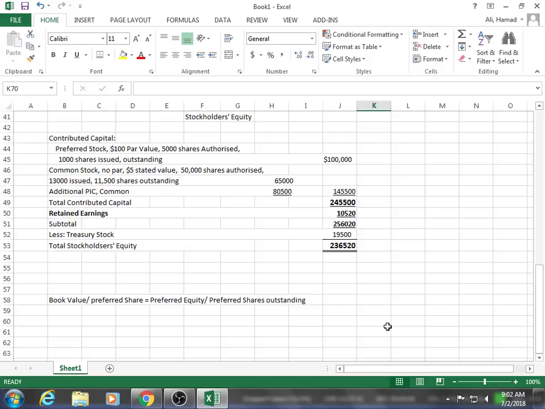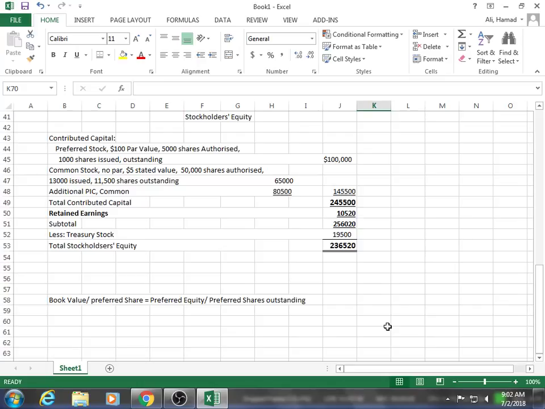It's $100,000. But I'm going to add something to it. Assume there is 1 year dividends in arrear. Now, you got to give them everything that belongs to them. What if we have PIC for the preferred shares? Then you got to include it. So we're going to assume there is only 1 year dividends in arrear, so they are entitled to the 100,000 plus the dividends in arrear.